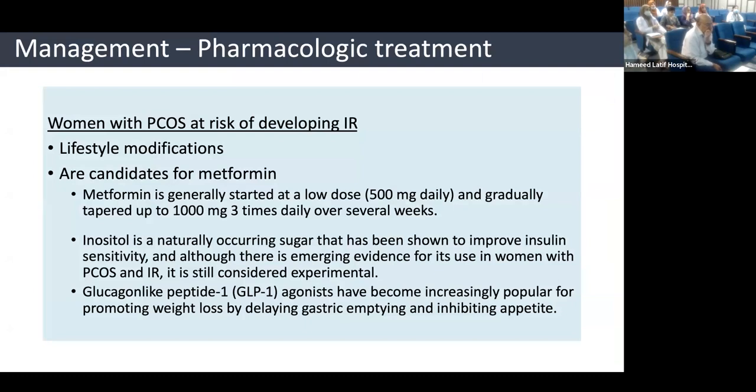Metformin, 500 milligram daily, not taper to, but increase to actually, and gradually increase to 1,000. That's a little too much.